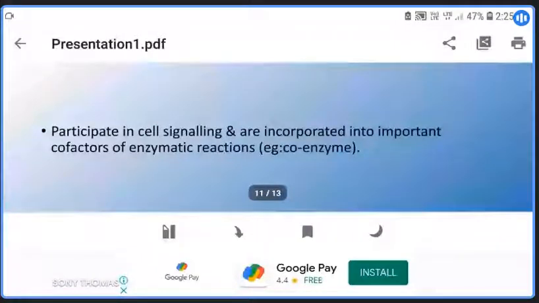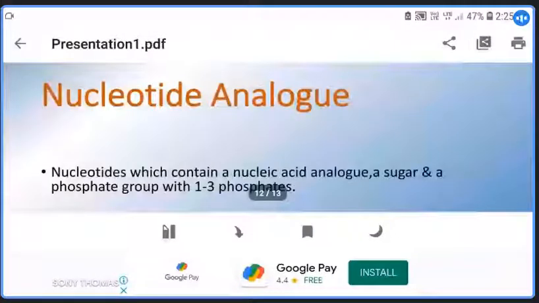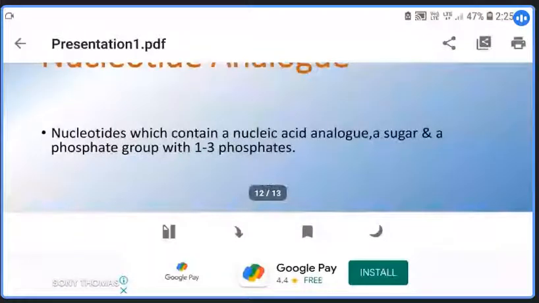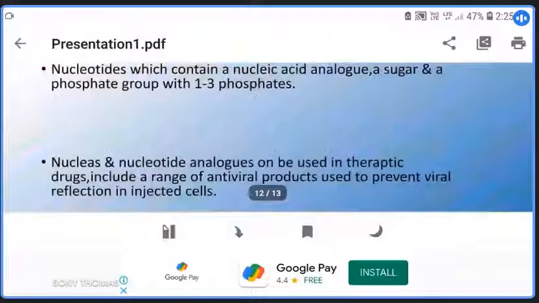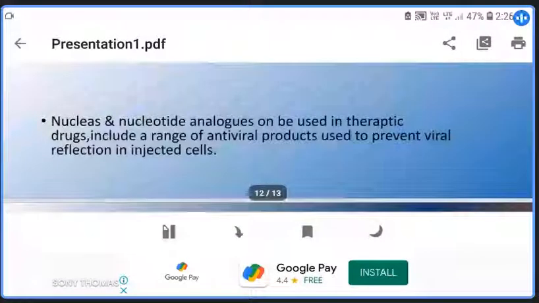Nucleotide analogs. These are nucleotides which contain a nucleic acid analog, a sugar, and a phosphate group with 1, 2, or 3 phosphates. Nucleoside and nucleotide analogs are used in therapeutic drugs, including a range of antiviral products used to prevent viral replication in infected cells.